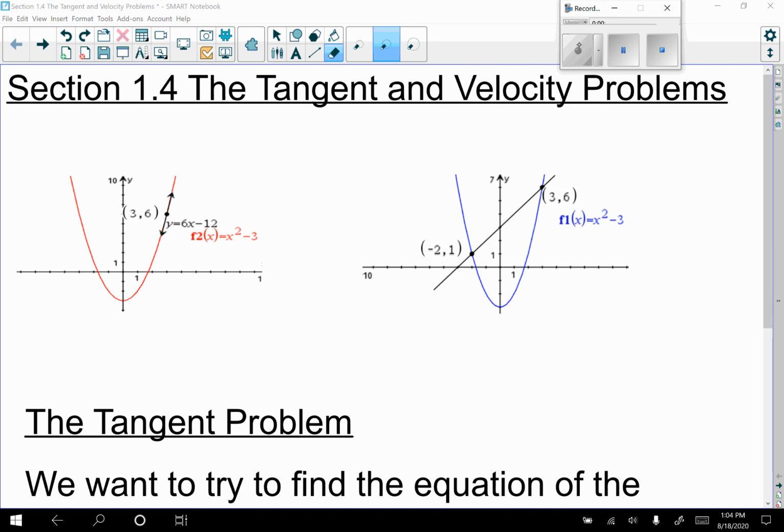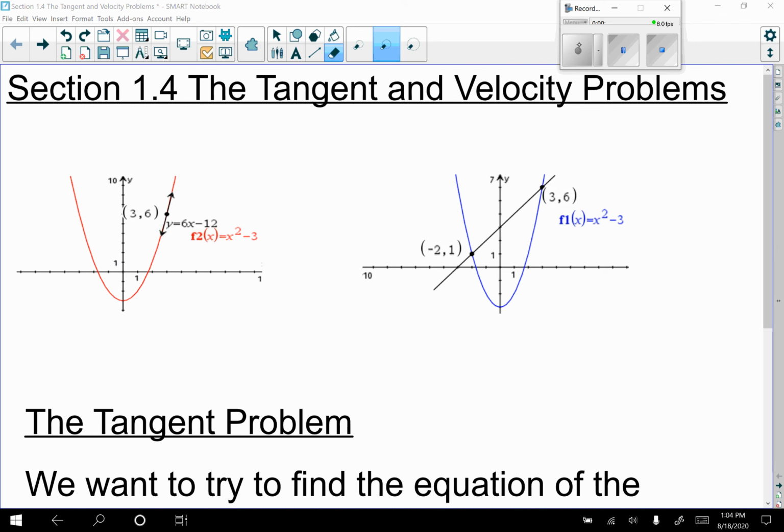In section 1.4, we explore how we really come up with the idea of derivatives. We compare slopes of tangent lines to slopes of secant lines, and we do that by working through what's called the tangent and velocity problems. A lot of times, our examples in calculus are going to be related to physics problems. We can use calculus to help us answer some physics problems.